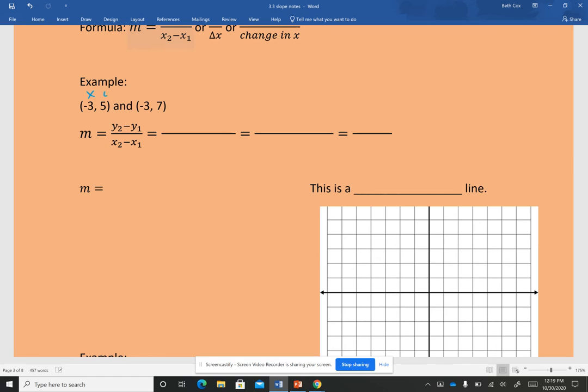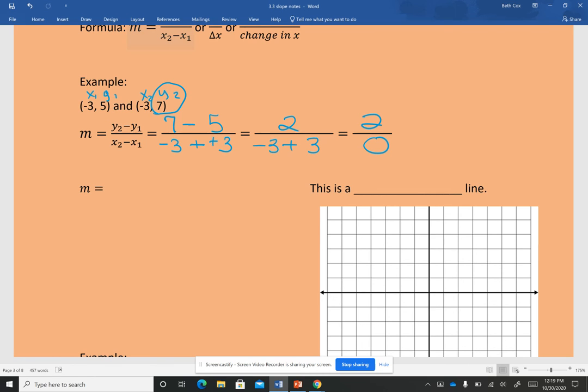Again, we've got x and y, x and y. This is my first x, my first y, my second x, my second y. All right, I'm going to start with y2. So that'll be 7 minus 5, and then x2 would be negative 3 minus negative 3, double negative. So that becomes negative 3 plus 3, which is 0, and 2.